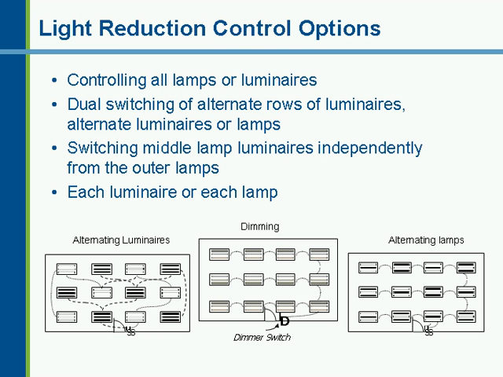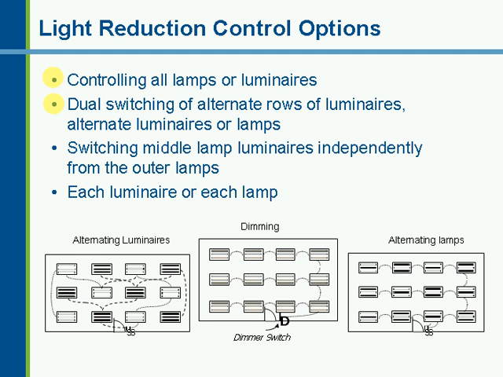Now let's look at some ways to comply with this, some light reduction control options. One of them is controlling all of the lamps or luminaires, and essentially this means a dimming system where you reduce the energy input to all of the lights. Another option is dual switching of alternate rows or alternate luminaires. Again, the idea being that this is a uniform pattern across the ceiling grid.